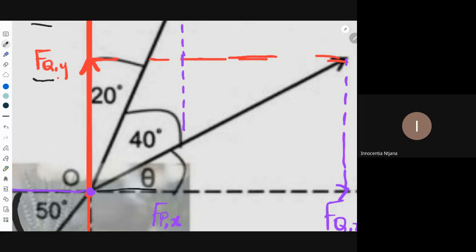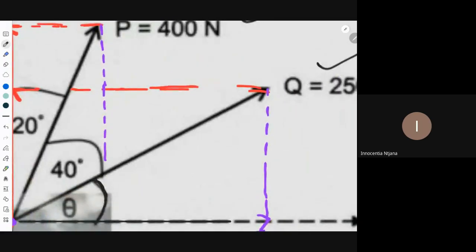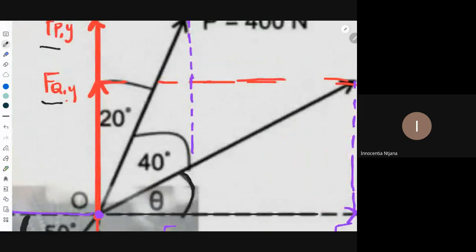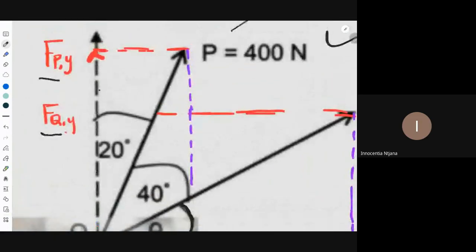Theta, this is the x-axis, and the line goes from the x to vector q. So theta belongs to vector q. Then we come here as well. This line is drawn from the y-axis to vector p. So 20 degrees belongs to vector p.